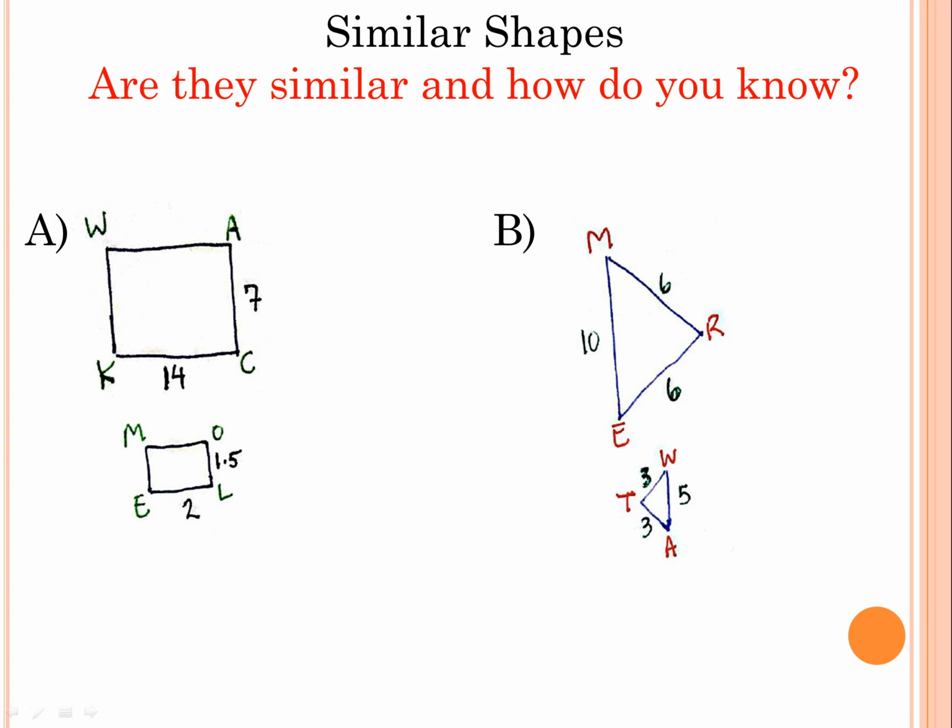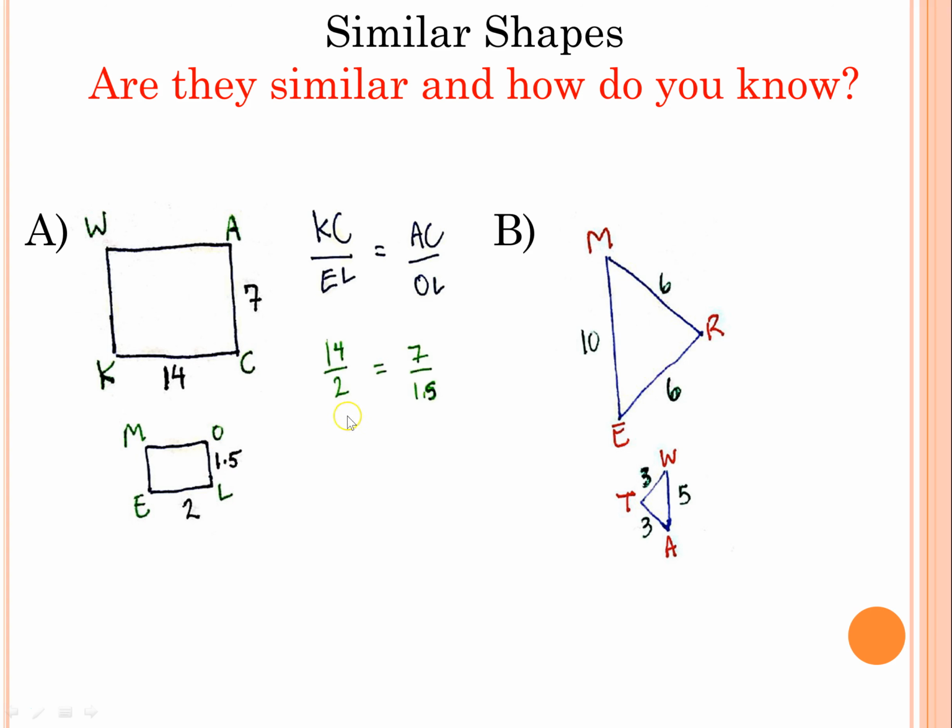All right, so similar shapes. Are they similar and how do you know? Okay, I got WHAK and I got MOLE. I got two different rectangles. So the first thing I want to do is set up a ratio of the corresponding sides. So I see that KC corresponds with EL, so that's my first fraction, and AC corresponds to OL. All right, that's my second fraction.